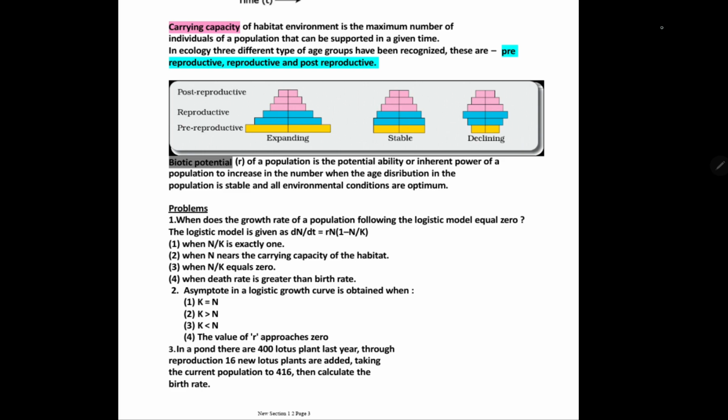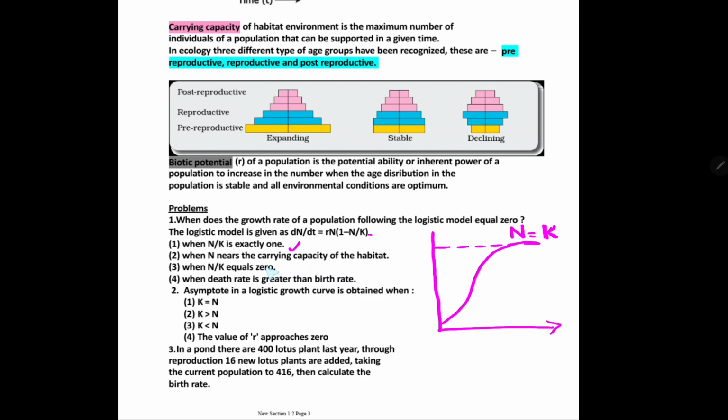The question is: when does the growth rate of the population in the logistic model equal 0? When we take the logistic growth curve, we get an S-shaped growth curve. Obviously, here the growth rate is 0, and at this point the population density reaches the carrying capacity, K for carrying capacity. So N and K is exactly 1. N nears the carrying capacity of the habitat.